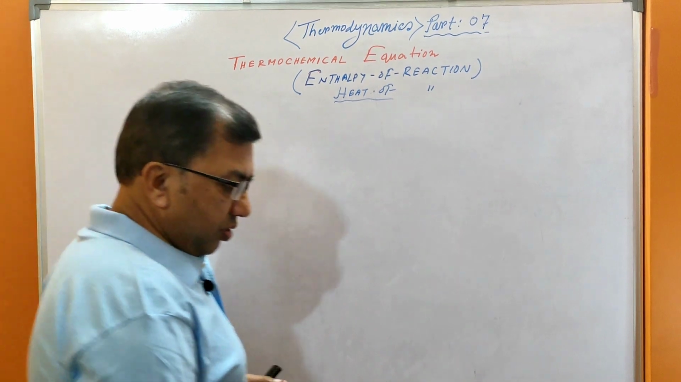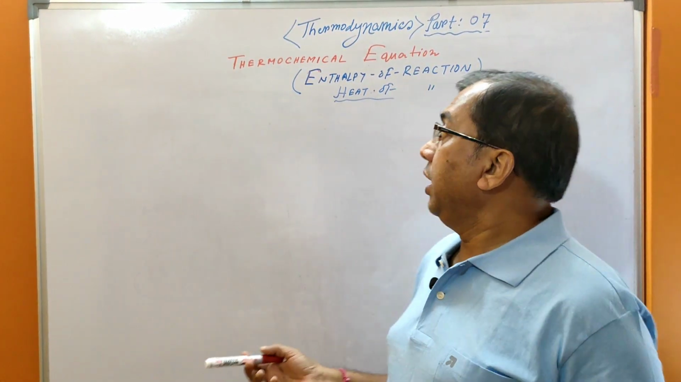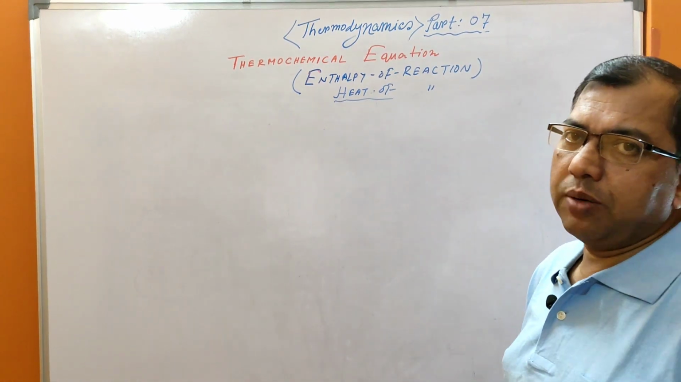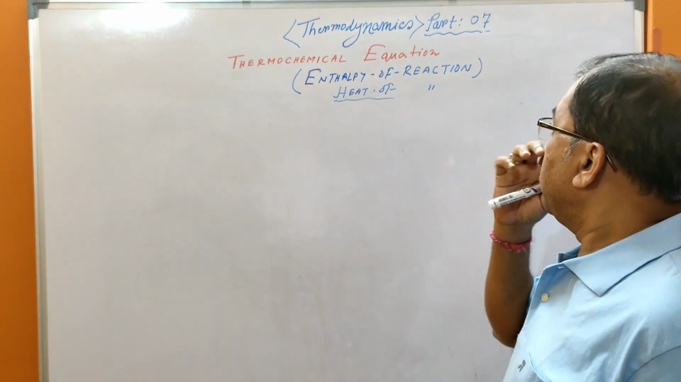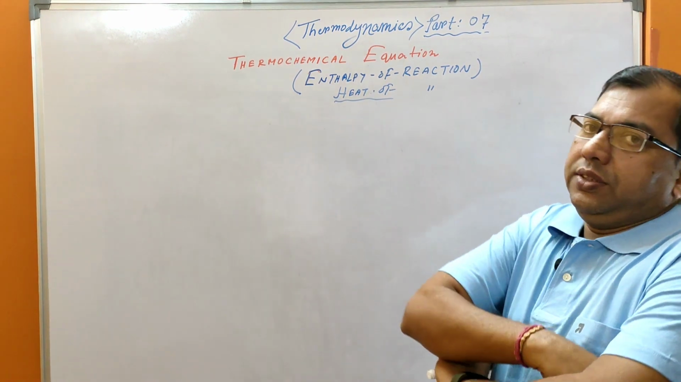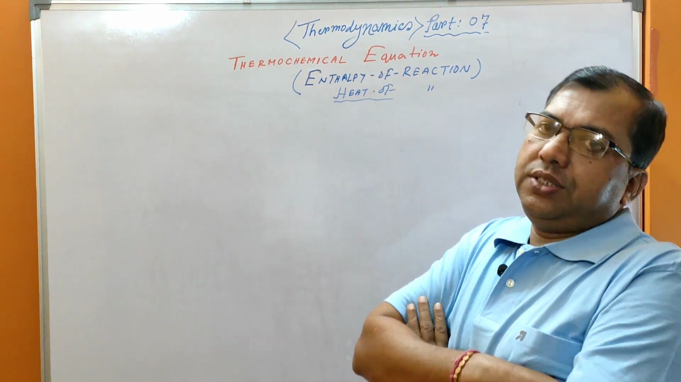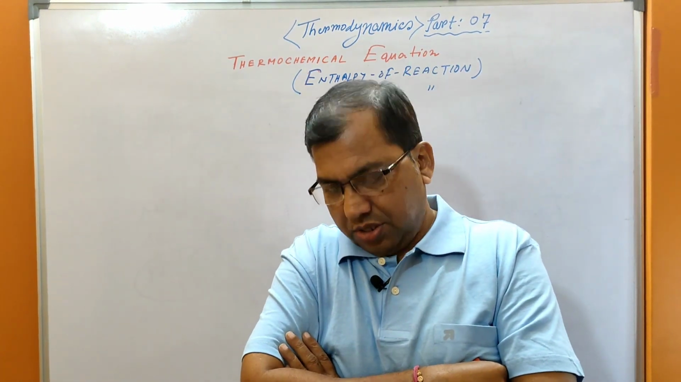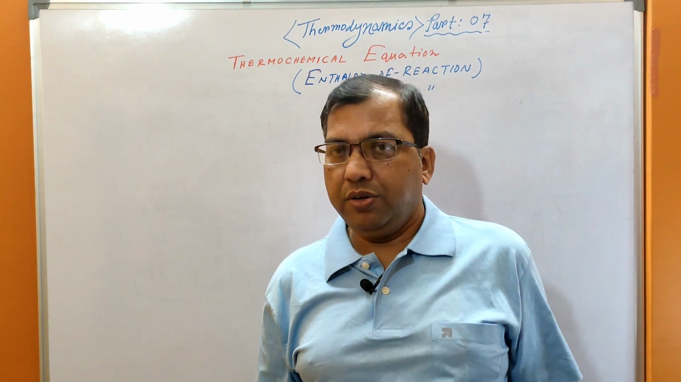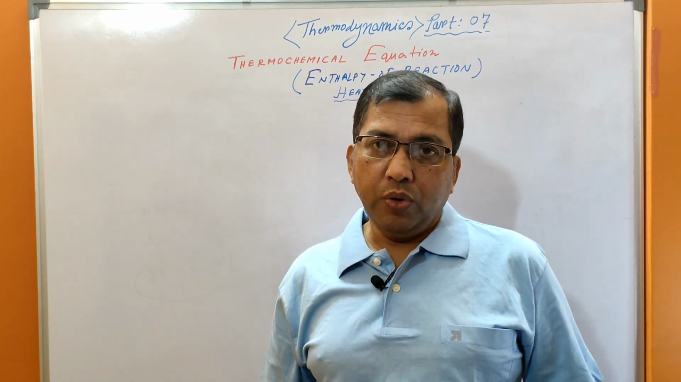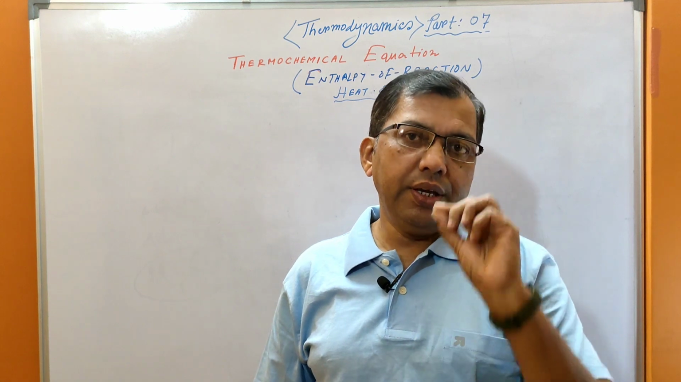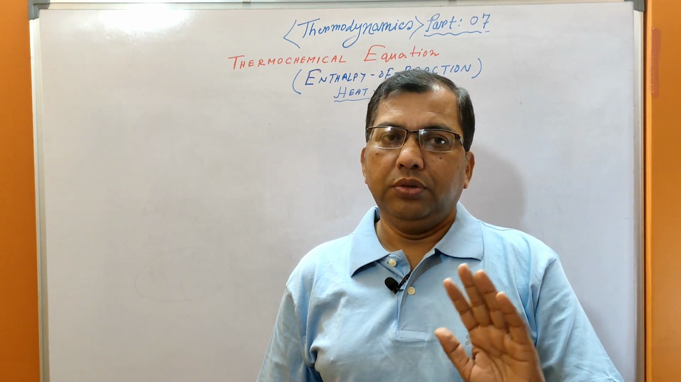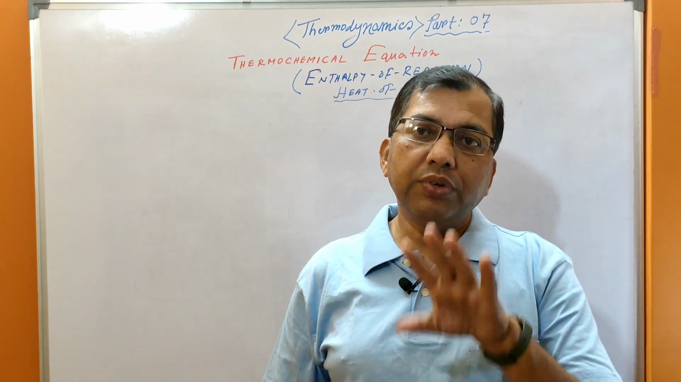So today I will explain thermodynamics part 7, the thermochemical equation. What is a thermochemical equation? That is the enthalpy of reactions and heat of reactions. I also discuss enthalpy, and change of enthalpy, delta H, in the extra classes. You must follow each and every topic, otherwise you cannot clear all the thermodynamics chapters.